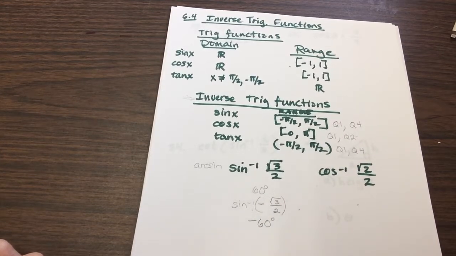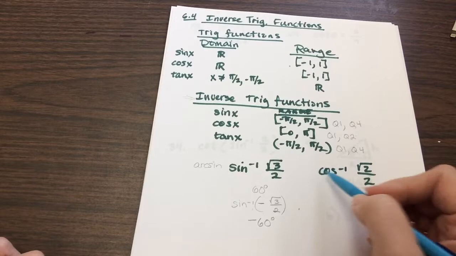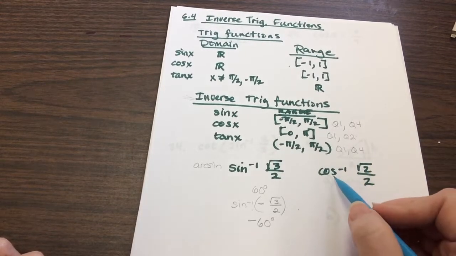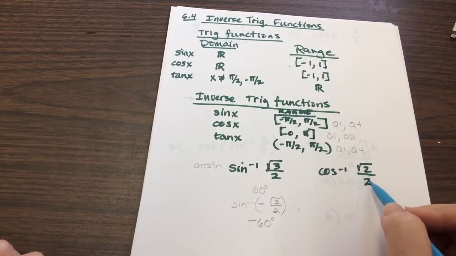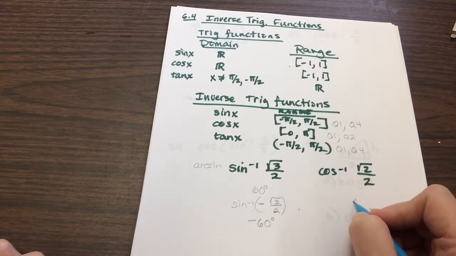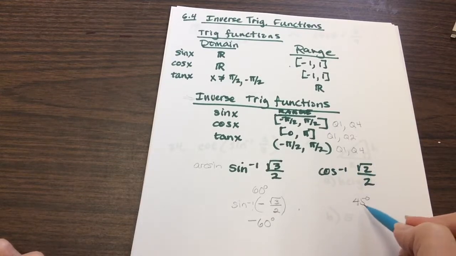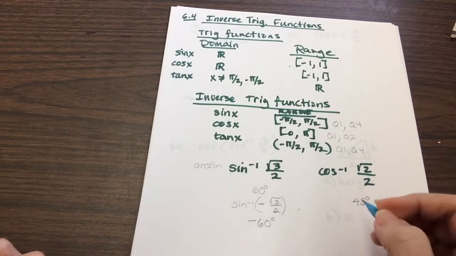make it negative. Okay. Cosine's a little bit trickier because if I am looking for the cosine of what angle is the square root of 2 over 2, well, we know that's 45 degrees, so the inverse of this is 45 degrees. All right.